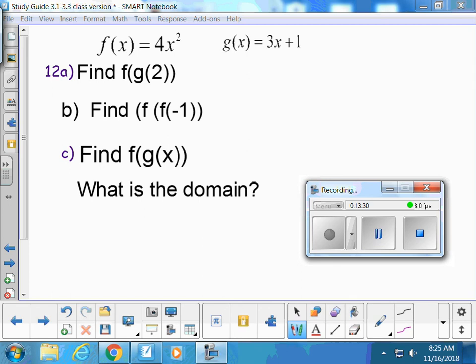All right, number 12. We're going to try to power through and finish. I'm not sure if we'll get to 13 or not. Come on.